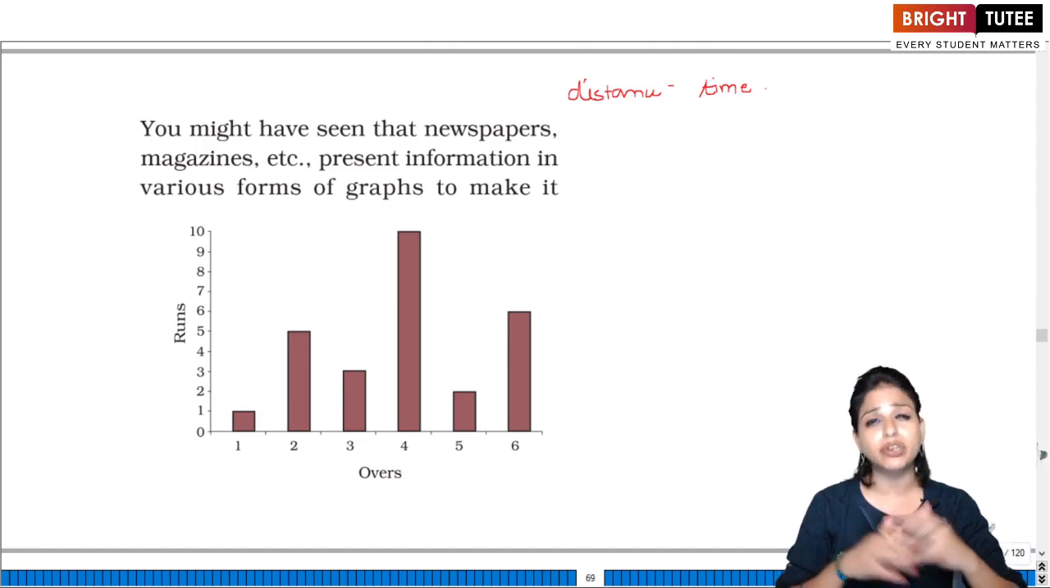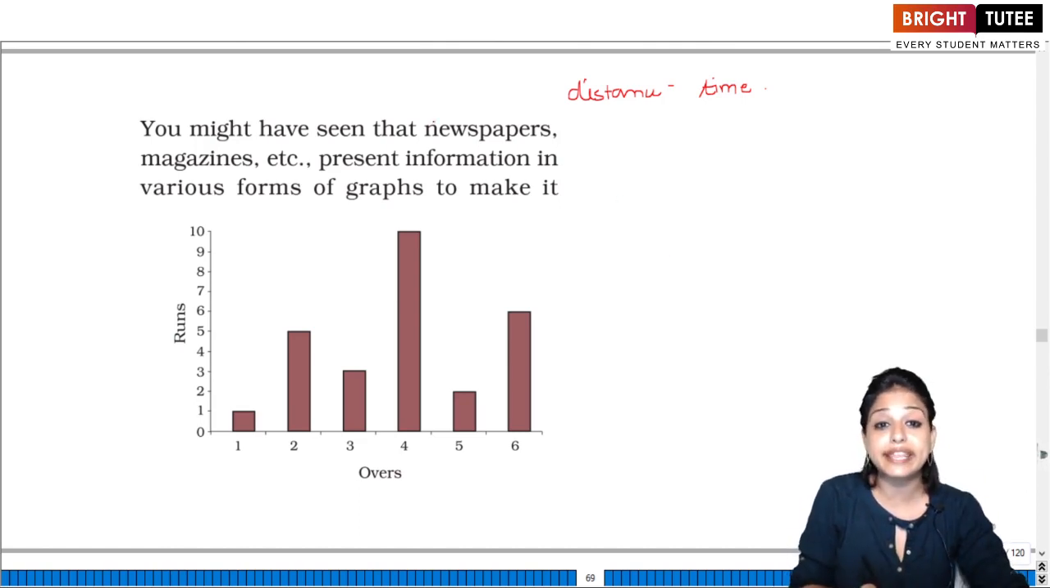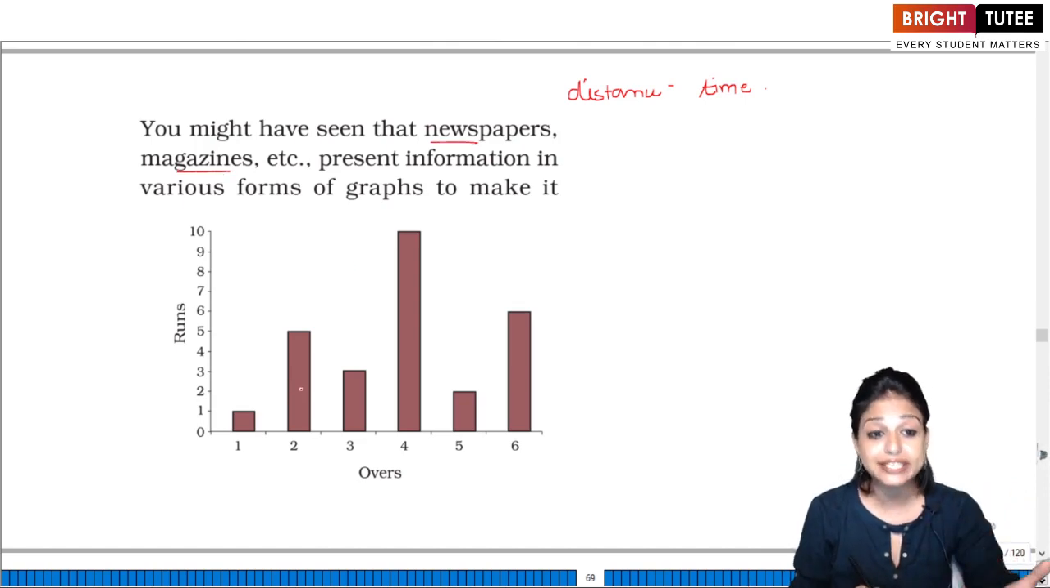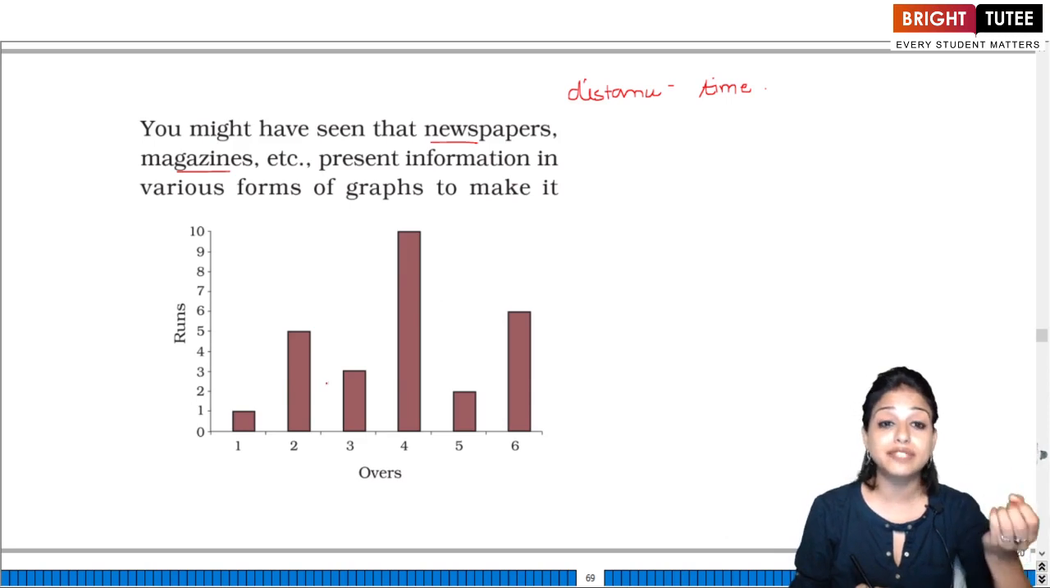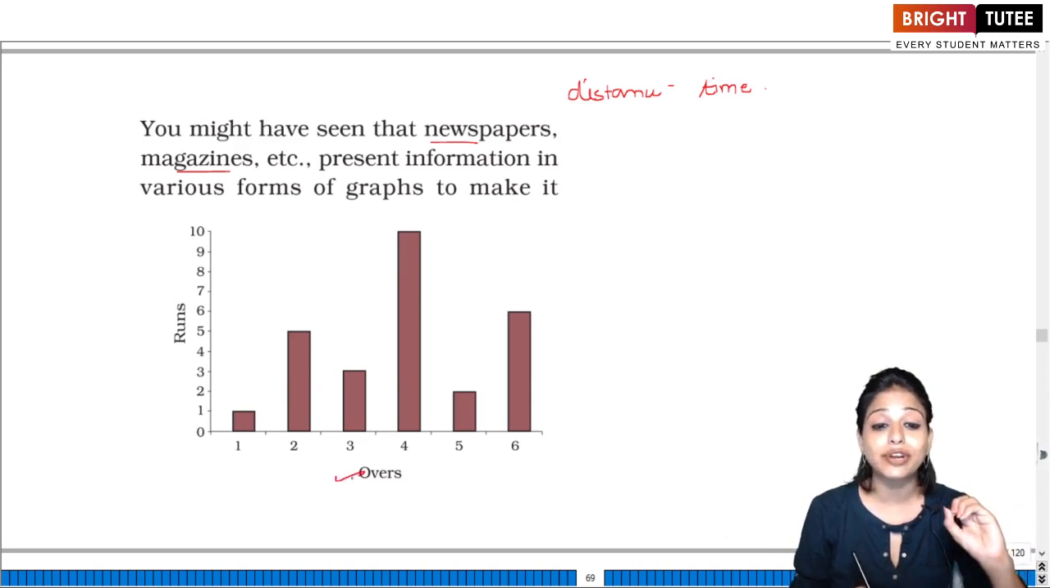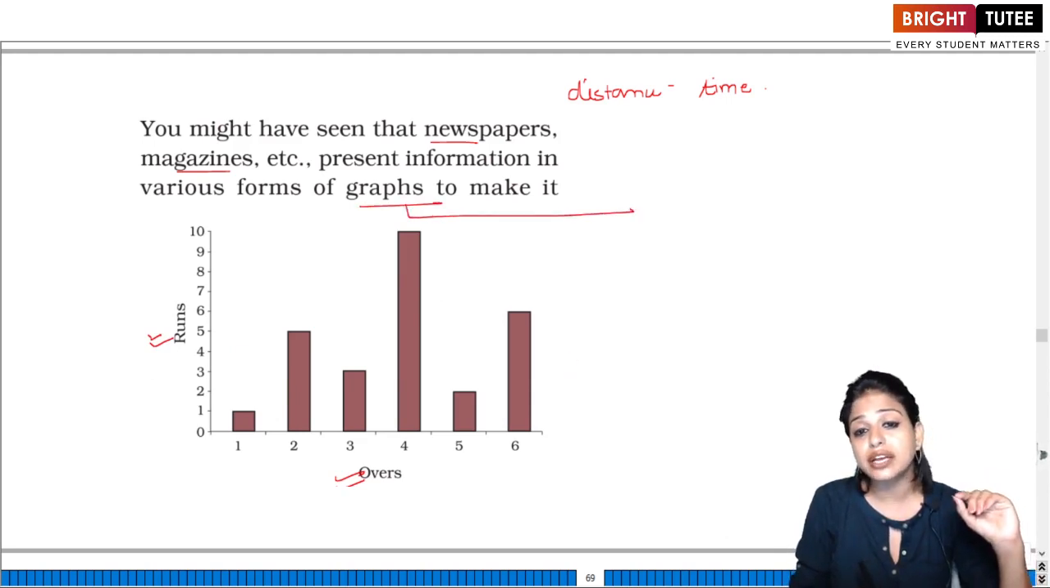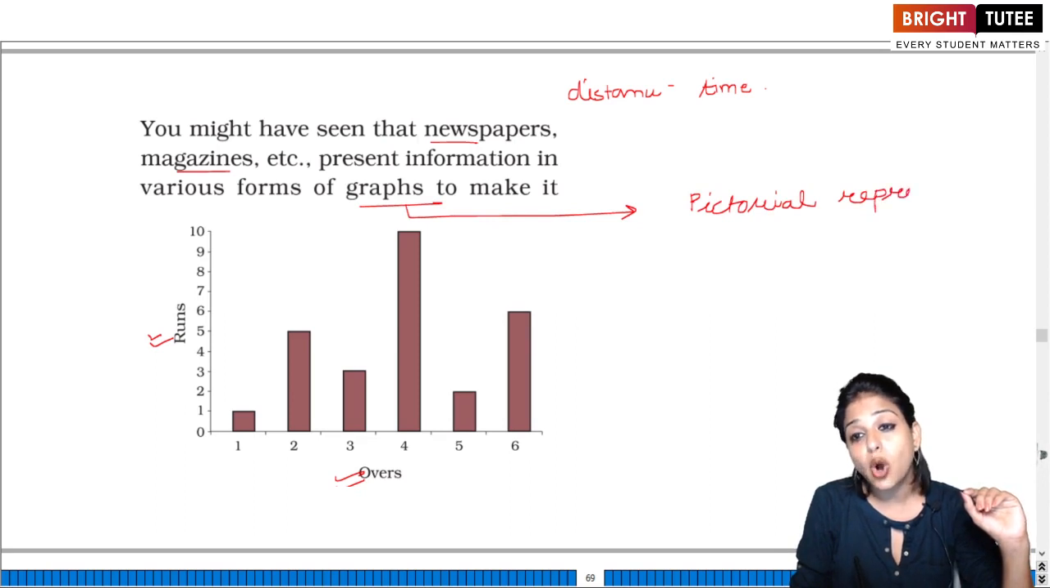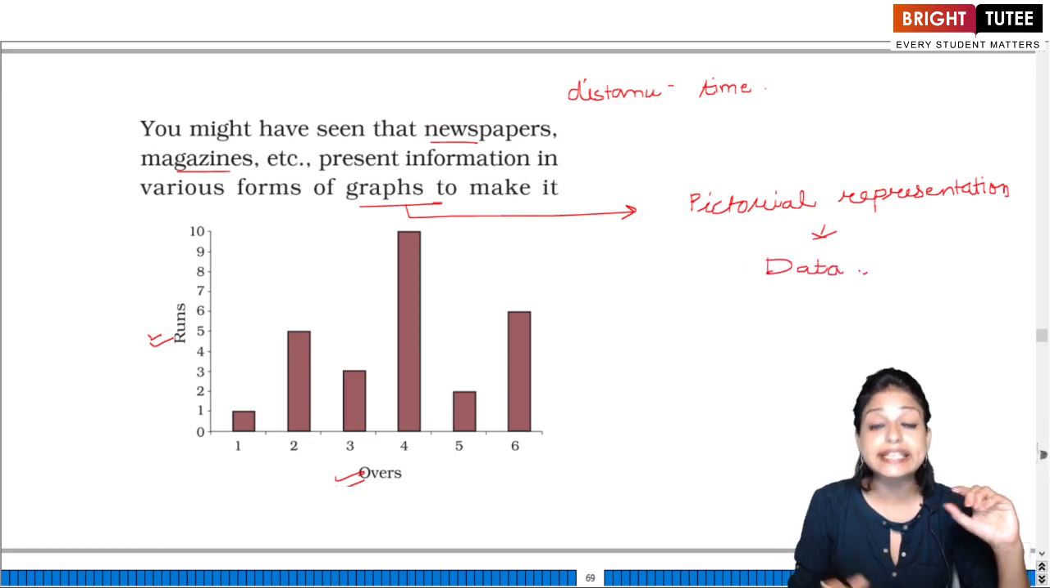Let us take a very common example which we see in newspapers or magazines to present various commodities or their runs. If you have seen the IPL series, you must know that the runs scored in a given hour can be very well represented by a graph. Now what is a graph, students? A graph is a pictorial representation, that means a picture form, of data. Which kind of data are we referring to? We are referring to data which is interlinked.